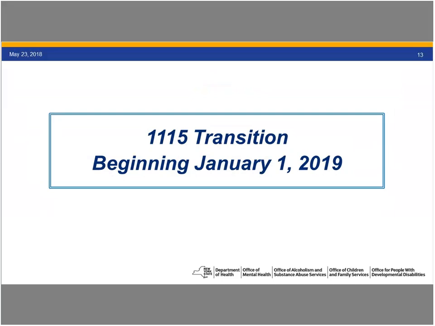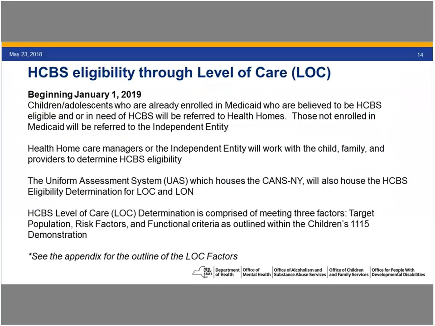So after the transition occurs, starting January 1st is the new aligned HCBS services and the new requirement for level of care determination. Children who are already enrolled in Medicaid who are believed to be HCBS eligible and/or in need of HCBS will be referred to a health home. Those not enrolled in Medicaid will be referred to the independent entity. These are children who are a family of one. Health home care managers and the independent entity will work with the child, family, and providers to determine HCBS eligibility.